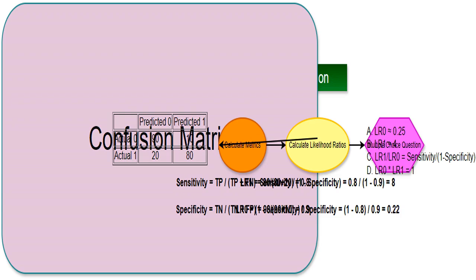I'm showing you the confusion matrix. It's a table that summarizes the performance of a binary classification model. You see the counts of true positives, 80, true negatives, 90, false positives, 10, and false negatives, 20. We'll use these numbers to calculate some important metrics.